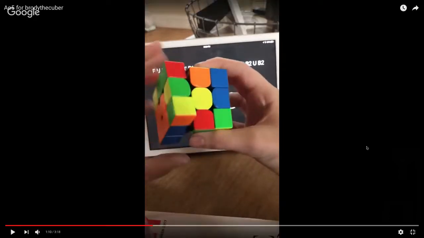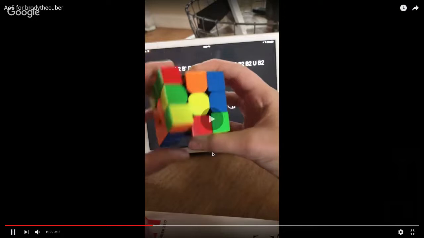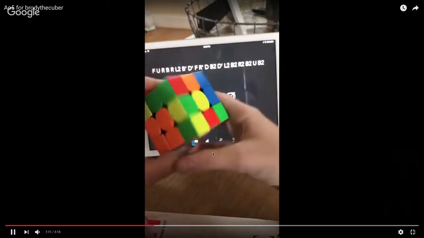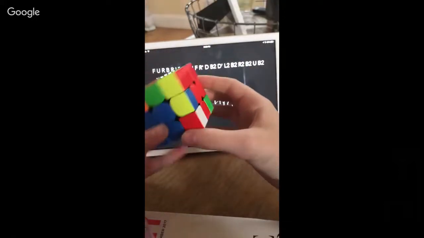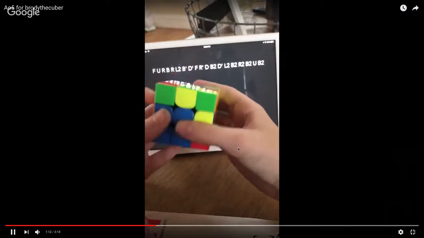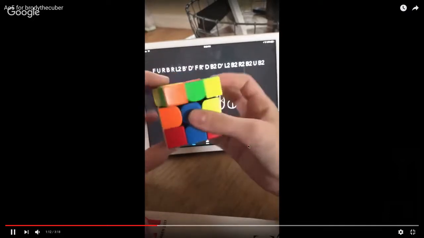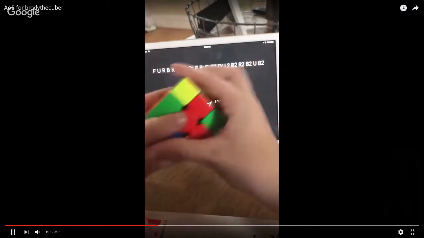So that was very good. So then you did this pair, the red and green. Yeah. So you connected them and then cube rotated and solved them. So it takes a minute to spot it, but then you just connect, cube rotate, and solve.